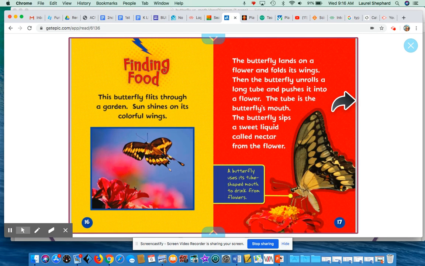Finding food. This butterfly flits through the garden and sun shines on its colorful wings. The butterfly lands on a flower and folds its wings. Then the butterfly unrolls a long tube and pushes it into a flower. The tube is the butterfly's mouth. It's called the proboscis, as we learned earlier this week, boys and girls. The butterfly sips a sweet liquid called nectar from the flowers.